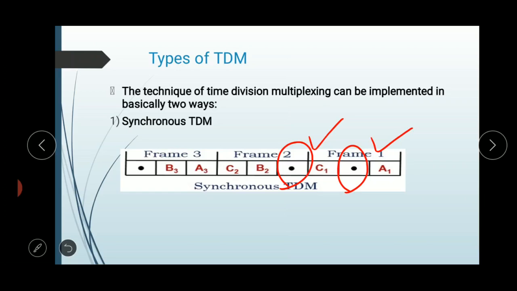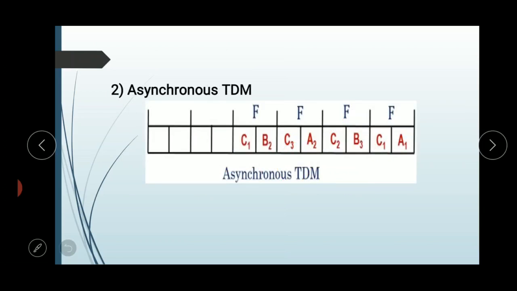Okay. Next is asynchronous TDM. It eliminates the drawback of wastage of time slots present in synchronous TDM. Here, a particular frame is transmitted by the transmitting end only when it gets completely filled by the data units. It exhibits higher efficiency than synchronous TDM. It dynamically allocates time slots as per demand.